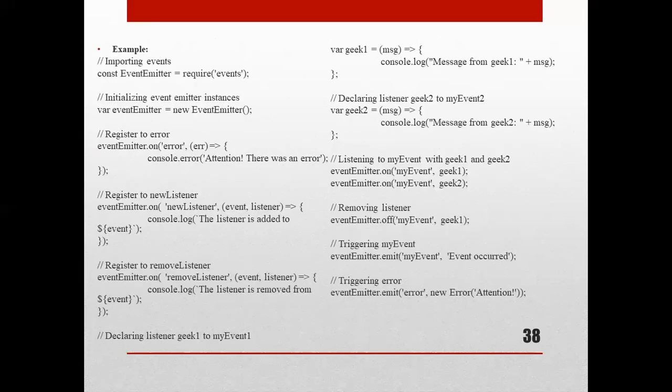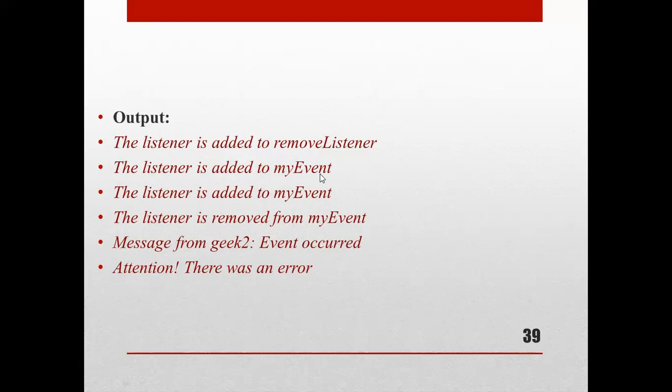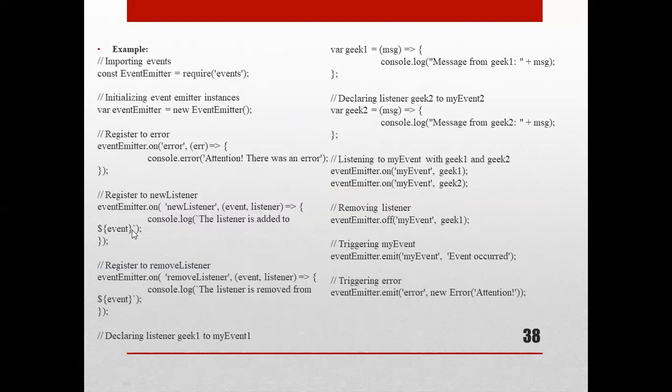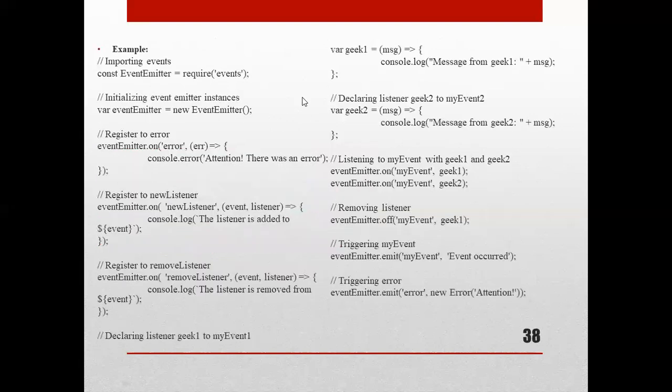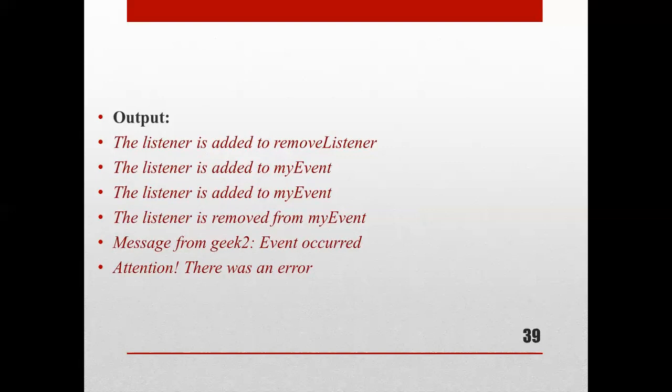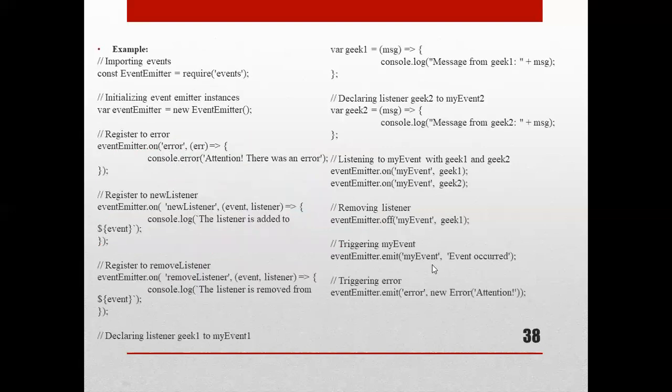Then it will print the listener is added to my event. Here the listener is added to my event. We have registered with the two events, my event. Then it will print that the listener is removed from my event, because we have removed this listener here. Okay, it will print that the listener is removed from my event.